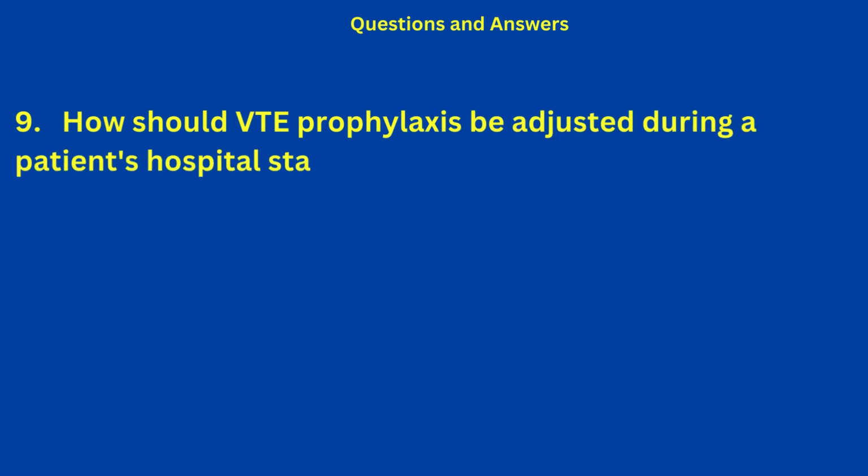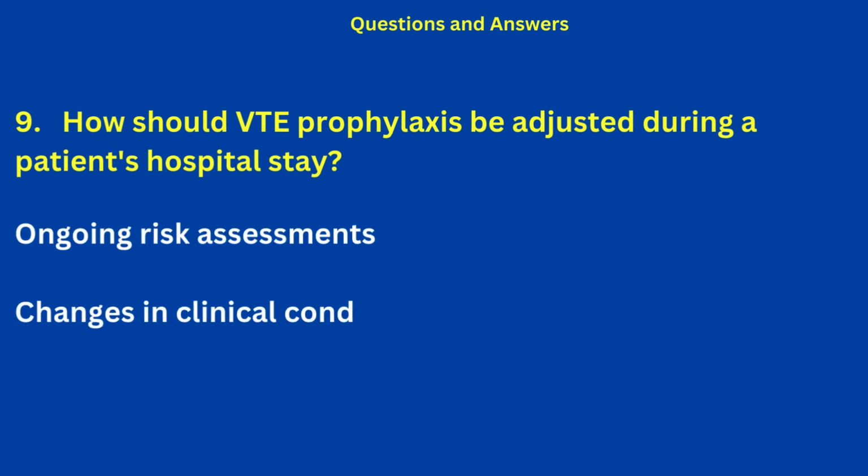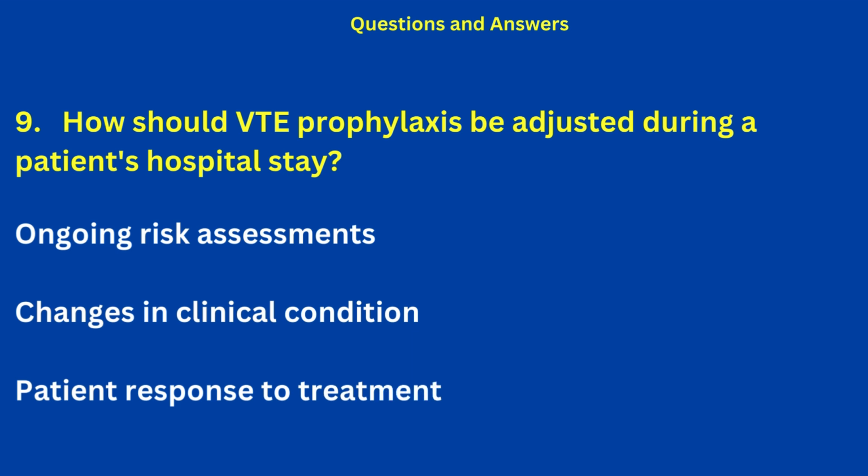Question 9. How should VTE prophylaxis be adjusted during a patient's hospital stay? Prophylaxis should be adjusted based on ongoing risk assessments, changes in the clinical condition, and patient response to treatment. For example, pharmacological doses may need to be modified, or a switch from mechanical to pharmacological prophylaxis, or vice versa, might be warranted. This is dependent on the change of patient condition, so reassessment with each change is important.